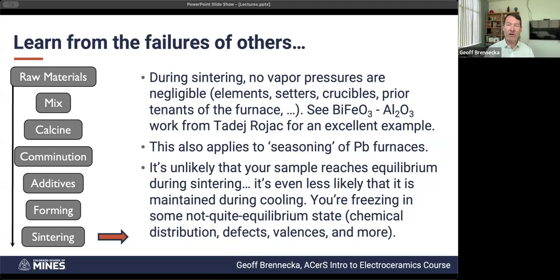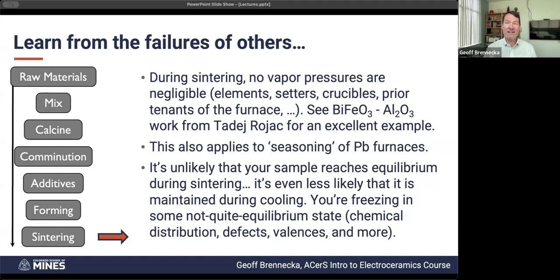And Tadej went through some very precise experiments and found out that it was because everyone was reacting their bismuth ferrite in alumina crucibles that they were seeing this. And if you don't use an alumina crucible, no problem. You don't form this other intermediate phase that was at such low concentrations that nobody was ever seeing it in X-ray, but it dominated the phase progression from there on out. So those are just some examples.